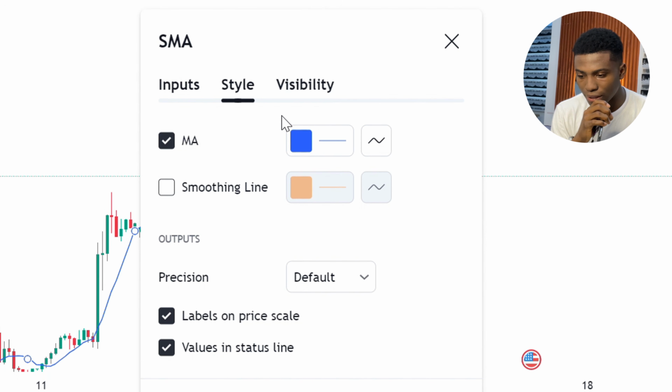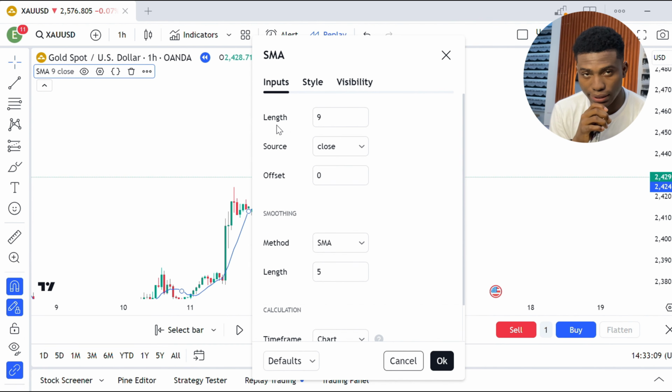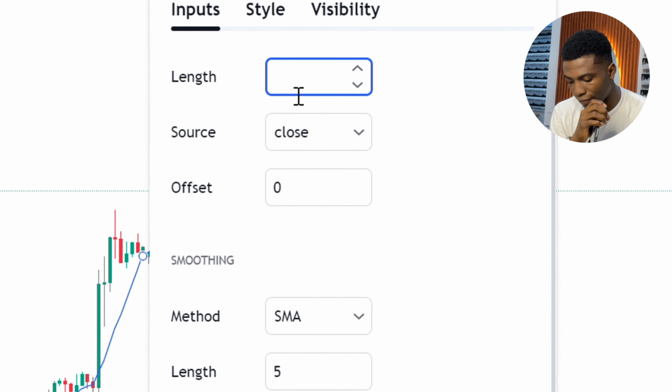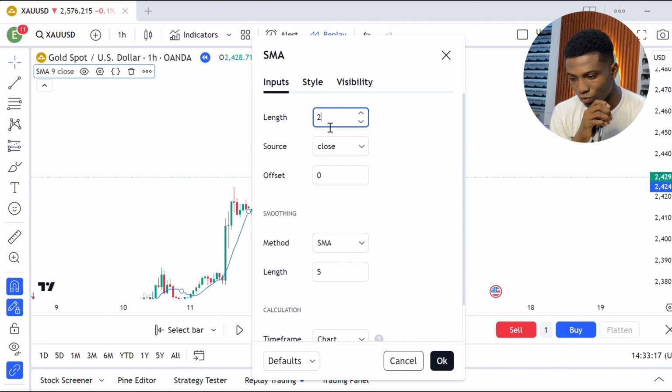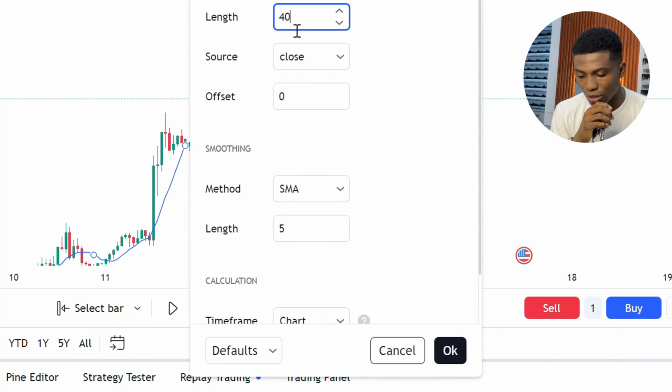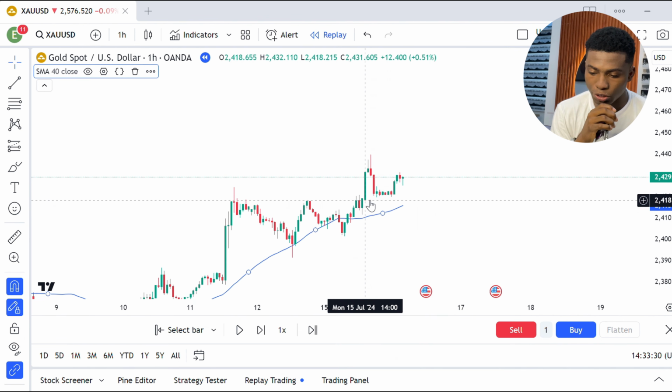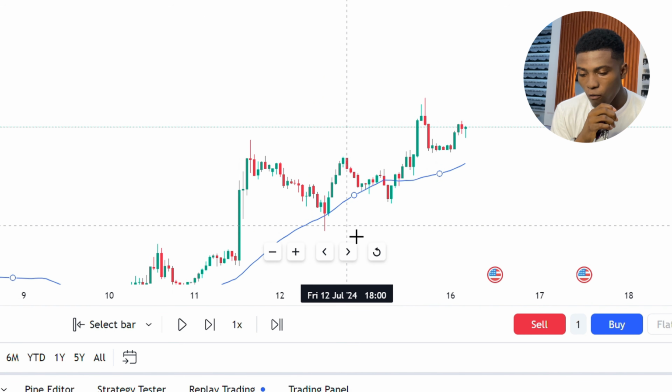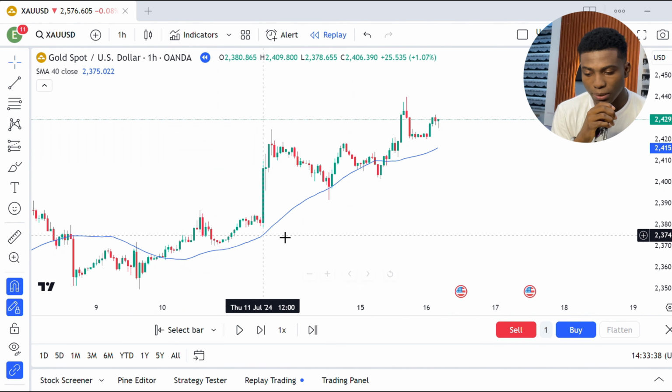Now if I just go ahead and come to the settings part, just tap on the setting, now you can see inputs. Even if you're on MT5, you would obviously see this. Now in this length, if I change this to 25, or if I change this to 40, it's going to be calculating 40 candlesticks and giving me the average trend in 40 candlesticks. So if I hit OK, you see that the moving average will change. And yeah, that's basically what this does.